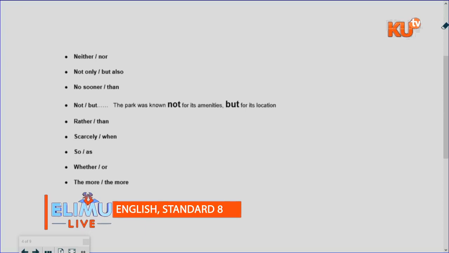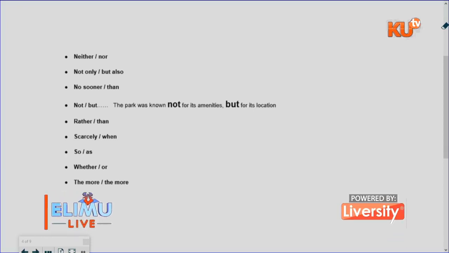Scarcely had I arrived home when it started raining. I have given a similar example to the one I gave when explaining hardly when, so that you can get the similarity of those two correlative conjunctions. I had not yet arrived home. Then it started raining, but I was almost arriving. Maybe you were only some meters away from your home. Scarcely had I arrived home when it started raining.